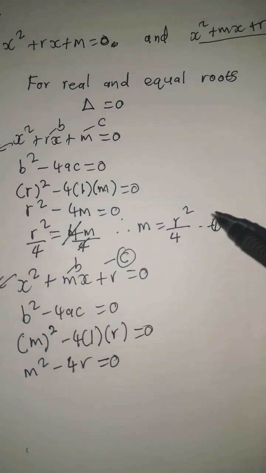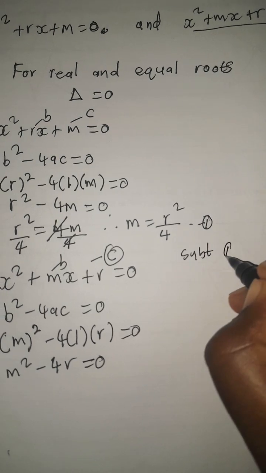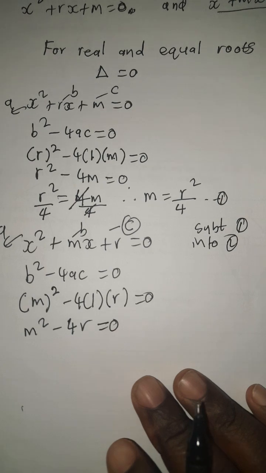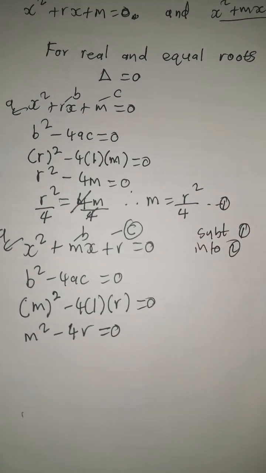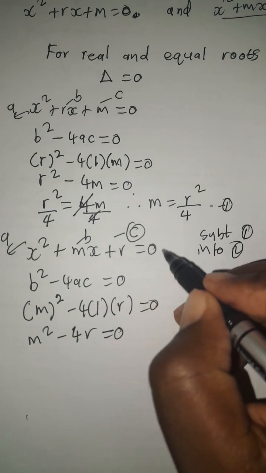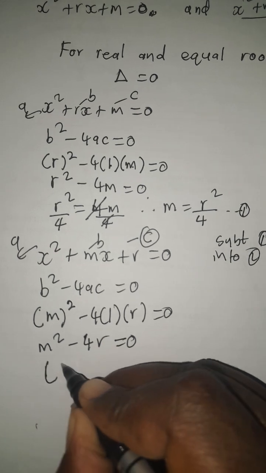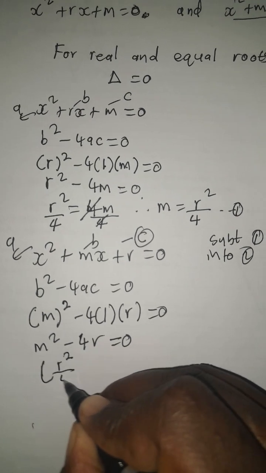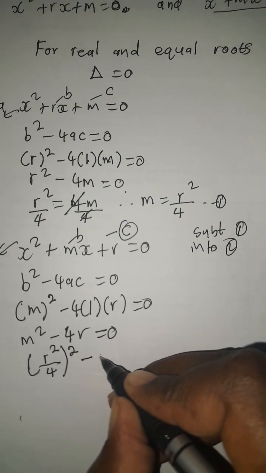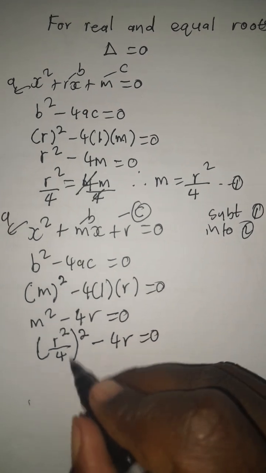So the best way is to substitute equation 1 into equation 2. Remember, this is our equation 2, right? So it's like we are solving it simultaneously. Meaning that where we see m, we are going to replace it by r squared divided by 4. So we are going to say r squared divided by 4. Then we have squared here. Then we have 4r. Then we have 0.